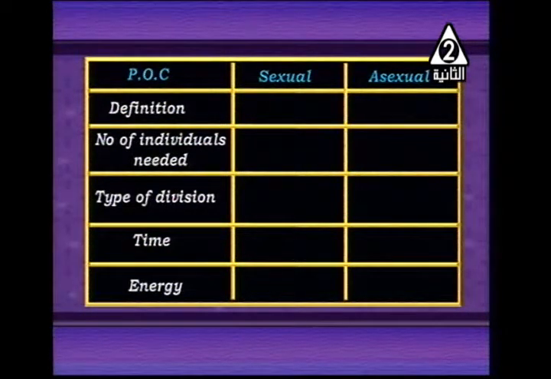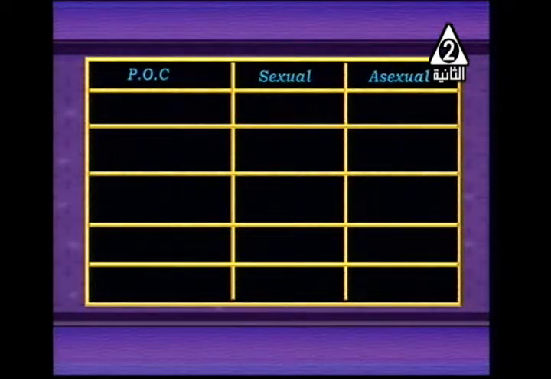Finally, the energy: sexual reproduction needs high energy, or high biological cost, while asexual doesn't need all of that. Finally, where is it common? Sexual reproduction and asexual reproduction. I mean, sexual reproduction is common in the higher vertebrates, okay?